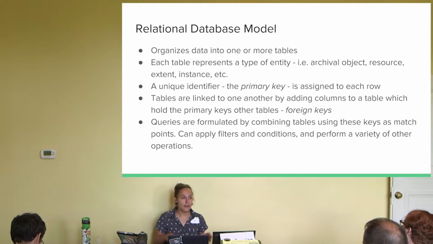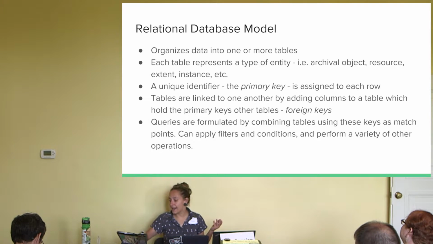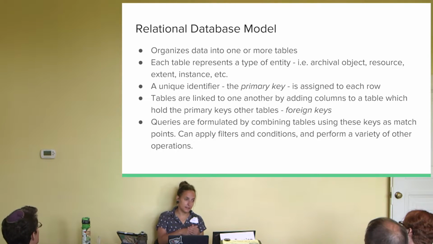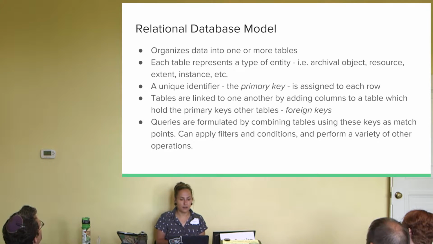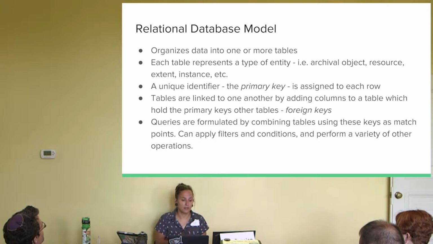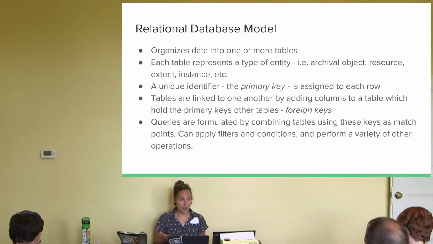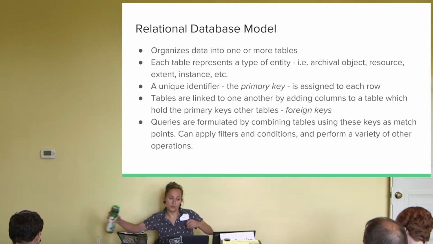As most of you know, the relational database model organizes data into one or more tables, and each table represents an entity type. So an archival object is an entity in the database, a resource, an extent, a date, an instance, every subrecord. There are something like 90, 100 something tables in the ArchivesSpace database, and that changes depending on the version. As new features are added frequently, those get database tables as well. So the assessment module has, I think, 5 database tables attached to it.